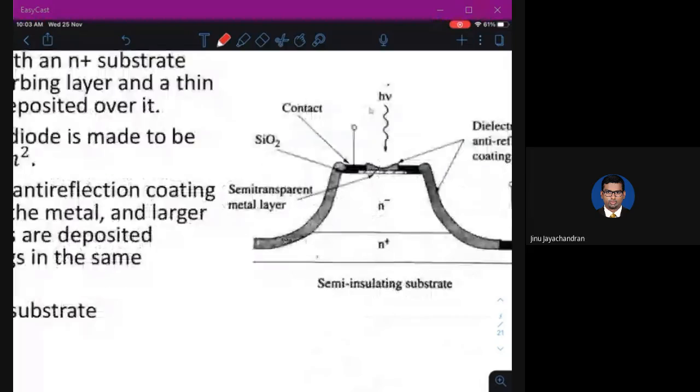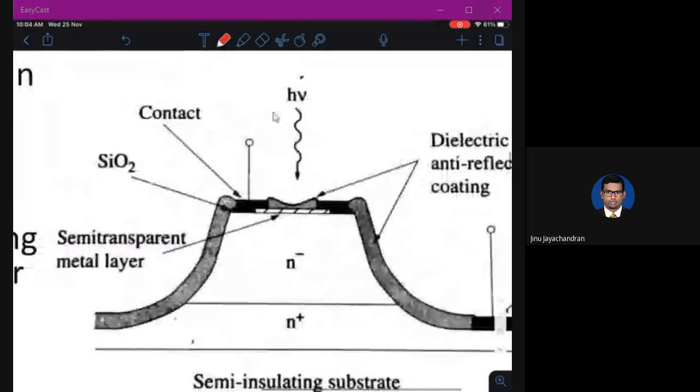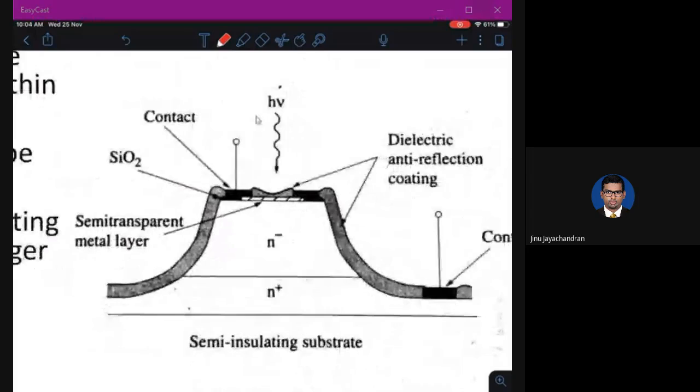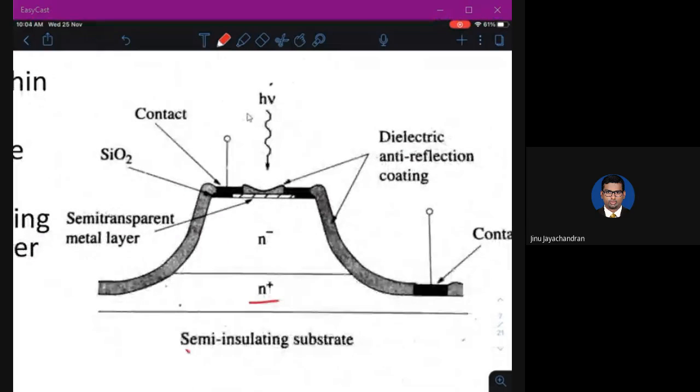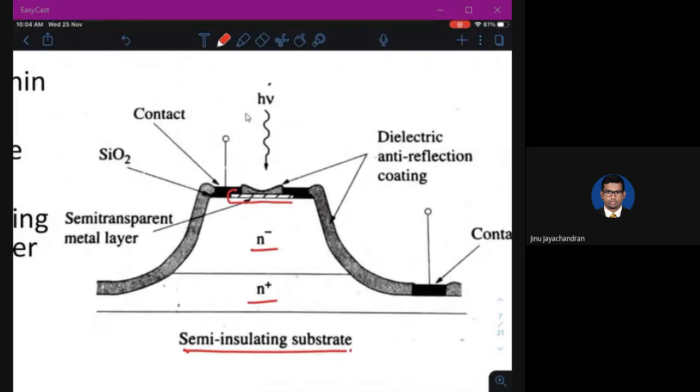In this Schottky barrier diode, the basic construction consists of a semi-insulating substrate, which can be any of the substrates, an N plus layer, an N minus layer, and a metal layer. The metal and the N plus and N minus layers are what constitute the Schottky barrier diode. There is an anti-reflection coating here and here, and there are contacts to which you can apply the potential. There is also a small silicon dioxide layer here.